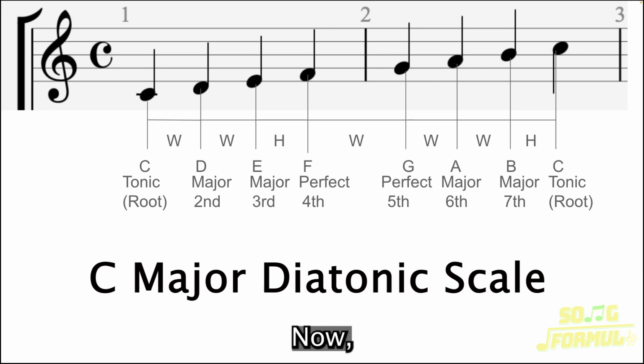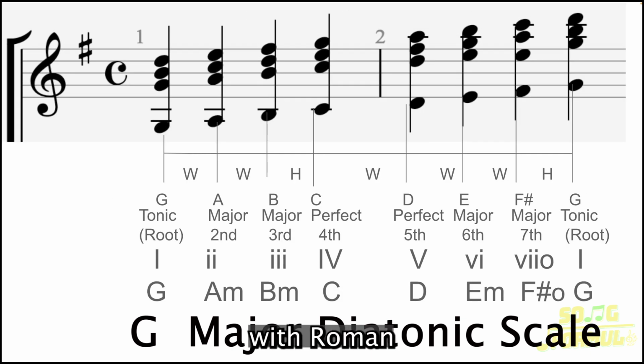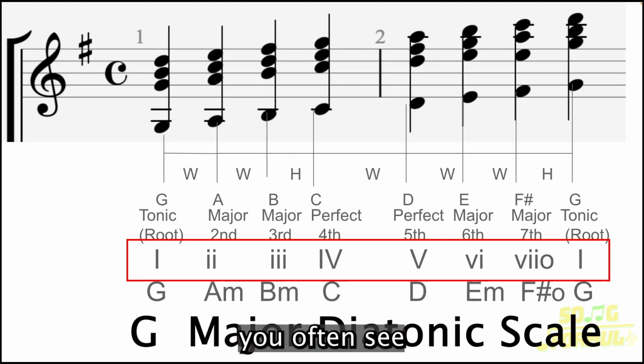C. Now let's say you wanted to find the major diatonic scale of G. You just have to start this whole step, half step pattern at G. G becomes your tonic root note, and you'll have your major diatonic scale. Now here's where the magic happens. Each of these 7 notes corresponds to a chord. We label them with Roman numerals, so you'll often see 1, 2, 3, and so on. These are the diatonic chords.